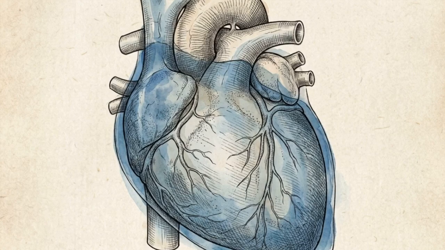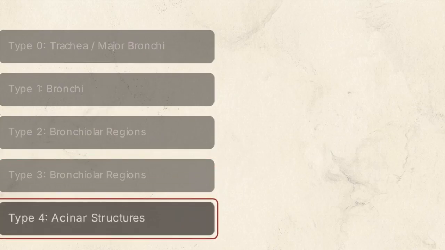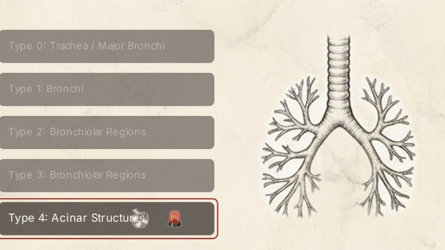The lack of lung expansion strains the fetal heart, leading directly to the lethal fluid buildup of fetal hydrops. The final and rarest variant is type 4, originating at the absolute periphery of the lung in the acinar structures. Acinar structures are the terminal functional gas-exchanging units at the very end of the respiratory tree.